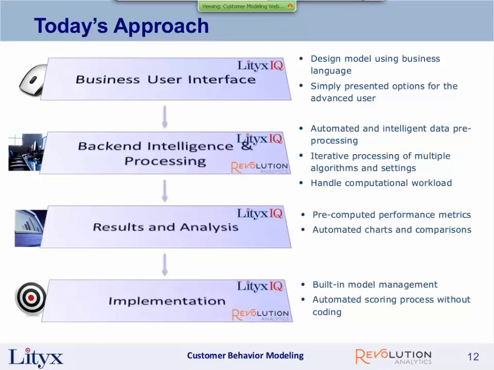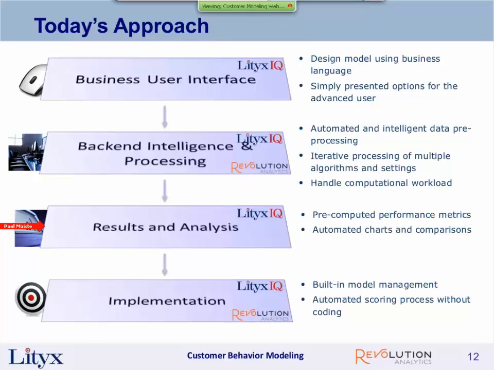And the approach then that our platform Lityx IQ takes, and what we're going to be focusing on a bit here today, is that much of that iterative manual process can really be made much more automated and intelligent. So the interface into the models can be focused on the business language, but at the same time provide all the options that an advanced user cares about and can take advantage of. Much of the iterative testing and running can be done through manual back-end processing, supported in our platform, as I mentioned before, through connectivity to Revolution Enterprise.